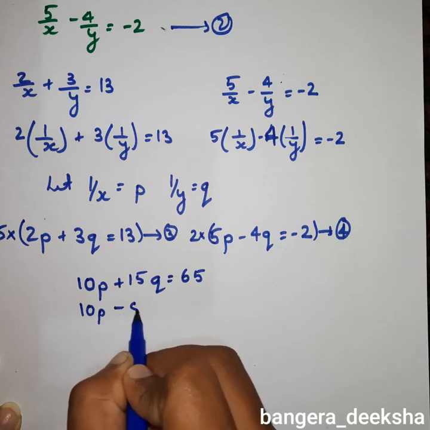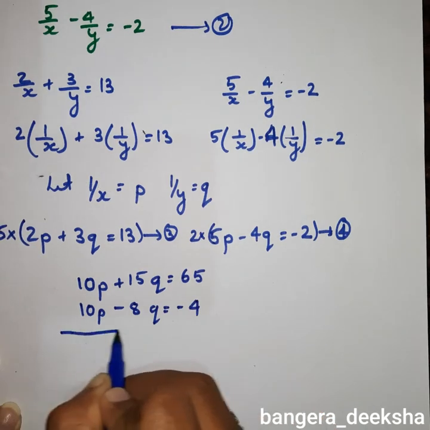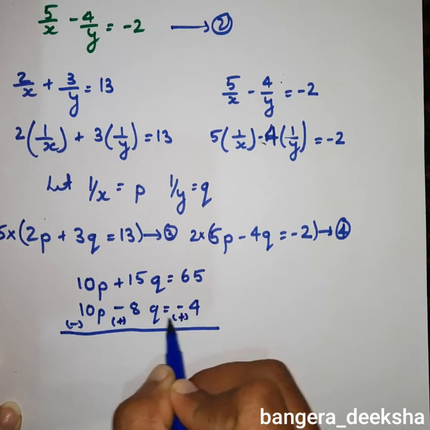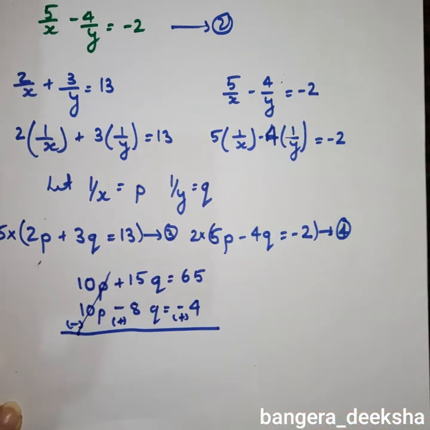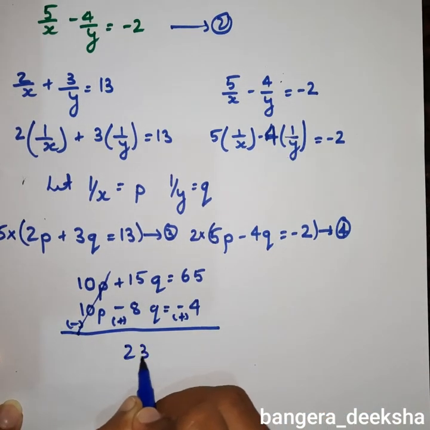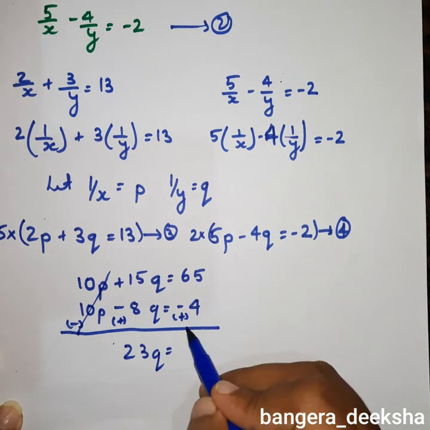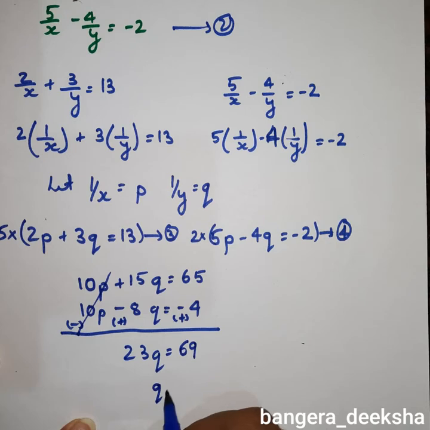The fourth equation would make it 10P - 8Q = -4. Minus, plus, and here plus. So the 10P will get cancelled. We'll be left with 15 plus 8, giving you 23Q is equal to 65 plus 4, that will give you 69. So Q is equal to 69 divided by 23, which gives you 3. So now this value Q is equal to 3.